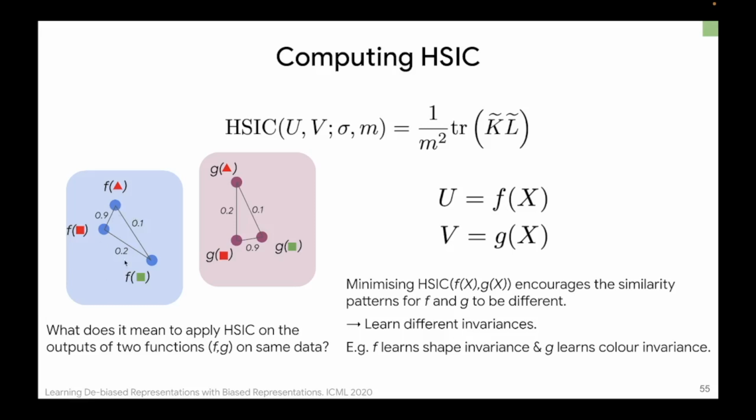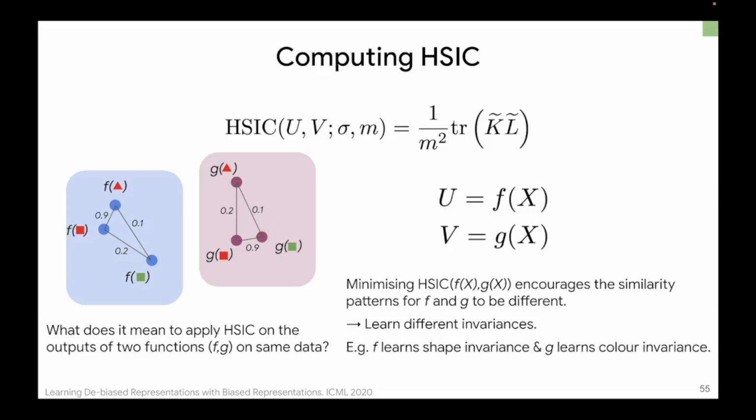For example, on the left we have more similarity between this red triangle and red square. But on the right, we have more similarity between red square and green square. In other words, the left space learns invariance with respect to color, while on the right space you see invariance with respect to shape.